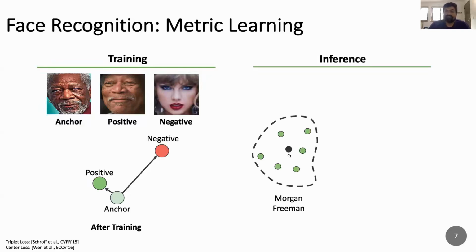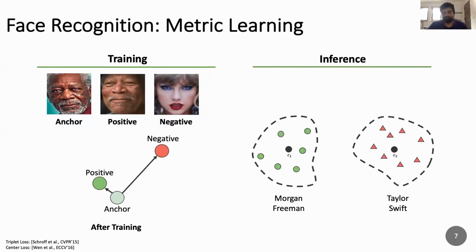After training, the embedding space should look something like this, where samples of Morgan Freeman are close to each other, and the same for Taylor Swift. When a new unseen face is introduced during inference time, the network measures the distance in the embedding space to different cluster centroids and determines which identity it belongs to.